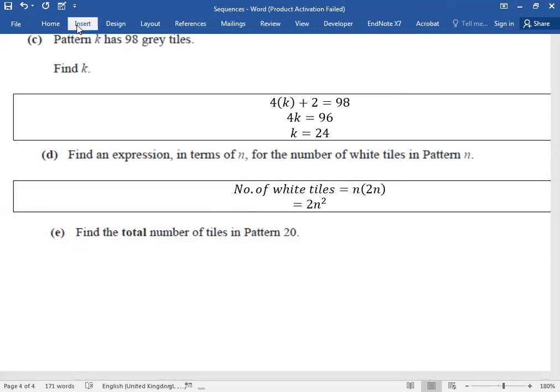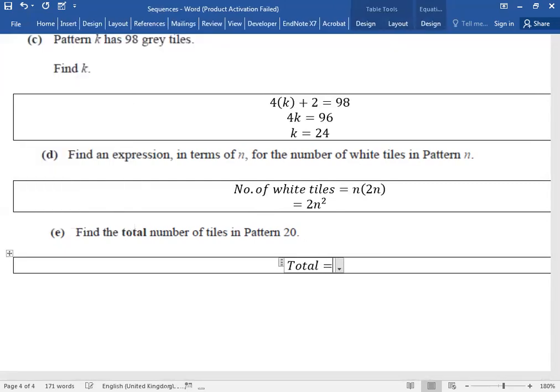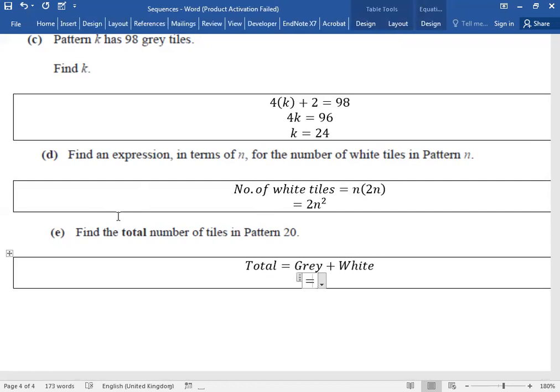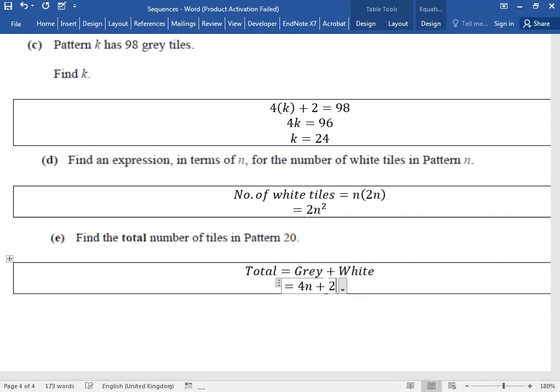Find the total number of tiles. How do we find total number of tiles? Total हम कह सकते हैं कि it is gray plus white. Is that right? Pattern 20 में निकालना है ना. For gray we already figured that out. That was 4n plus 2. So 4n plus 2 से gray आ जाएगा and white is 2n square.